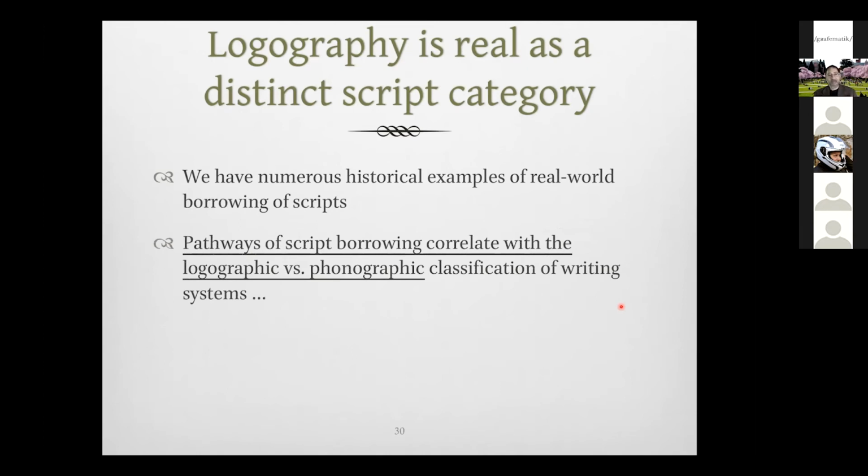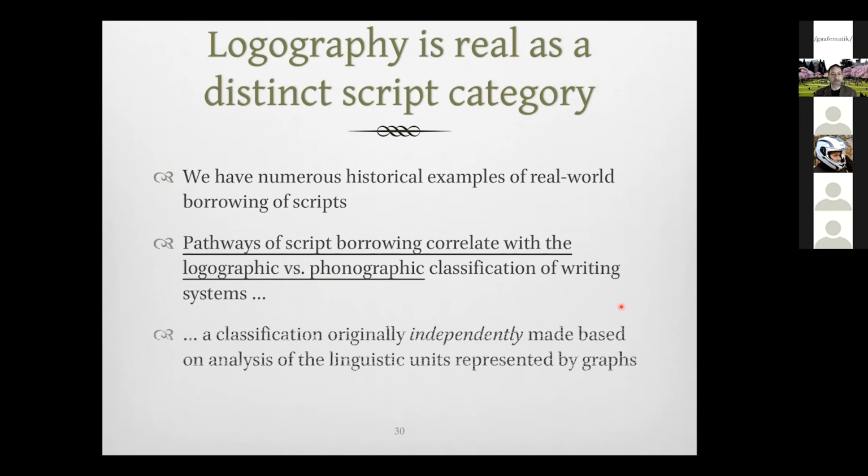we see pathways of script borrowing, whether semantic adaptation is a widespread option in script borrowing, correlating with the logographic versus phonographic classification that was independently made simply based on looking at what kind of linguistic units are represented by the majority of graphs within a particular writing system. So we have a correlation of two features that do not depend on each other. These two aspects of the scripts can be observed independently, and a classification can be made based on them independently, but they correlate, and I think that's significant.